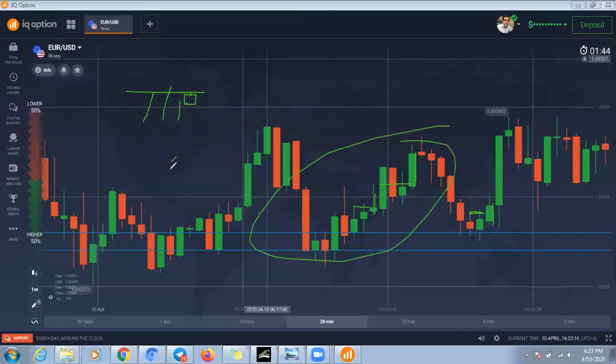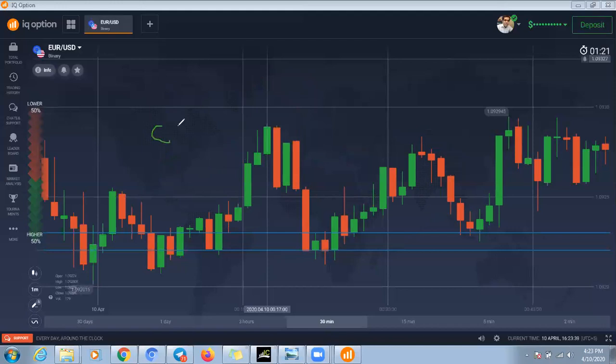A spinning top can be a continuation sign, or a reversal sign. When you find a color change, it means there are three levels. And if you don't find any color change, it means there are two levels. This spinning top can appear in the middle of the trend, at the bottom of the trend, at the top of the trend. It can appear everywhere and act as a continuation and reversal pattern. Where is continuation, where is reversal?